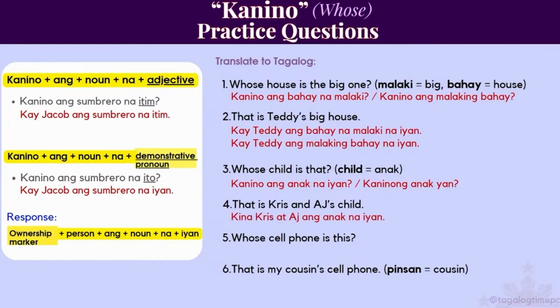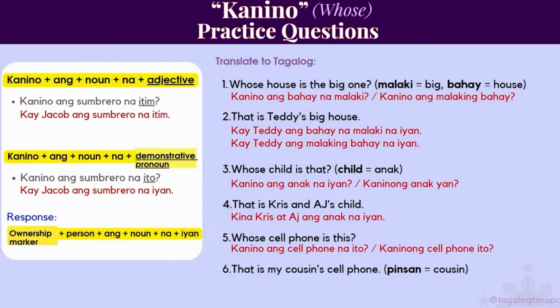Number 4, that is Chris and AJ's child. Kina Chris at AJ ang anak na iyan. I want to point out kina, that is the ownership marker that you use when there's multiple people. And then the short answer, kina Chris at AJ.